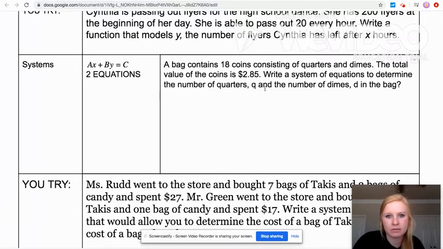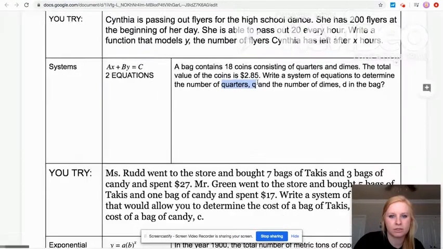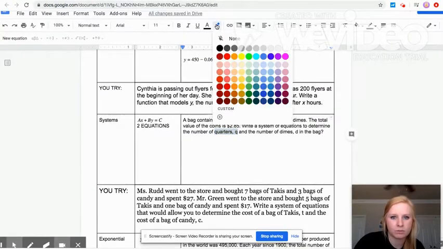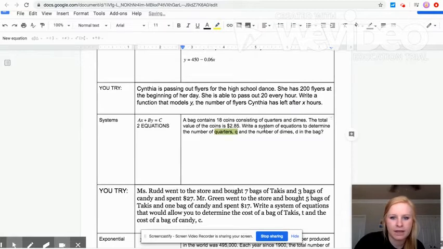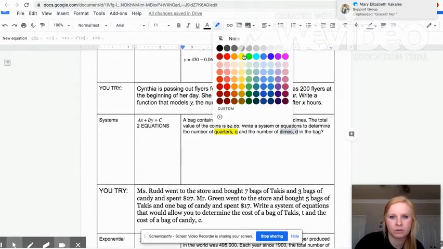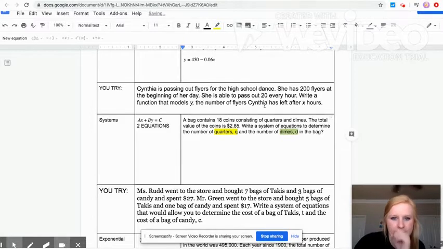Okay, so again, the very first thing we want you to do is to highlight any information you think is important. So this one actually gives us the variables. I noticed that it says quarters Q. Sorry, I have to zoom out there. I'm going to highlight that, and the number of dimes, which we're going to use D. So I know quarters is Q and dimes is D, okay?